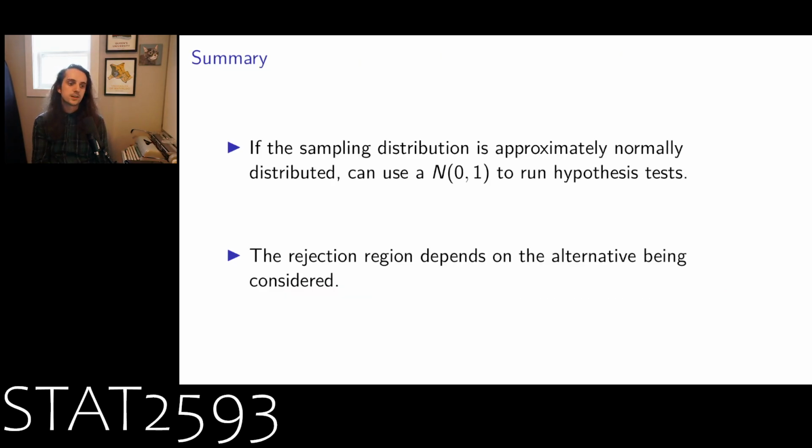So, in summary, if the sampling distribution is going to be approximately normally distributed, we can use the test statistic that we've been used to using and a normal 0, 1 to run the hypothesis tests. The rejection region is going to depend on whether the alternative is one tail or two tail and which tail it is. And like I said, you should probably just draw out that graph and then ask, where are we going to have evidence against our null? And then adding up those regions is going to give us the specific p-values.